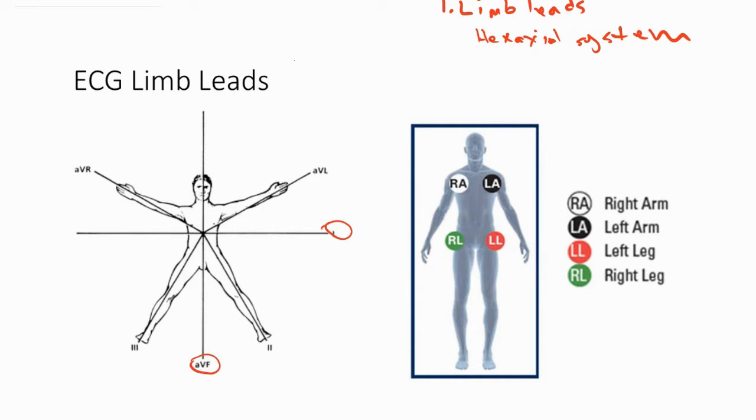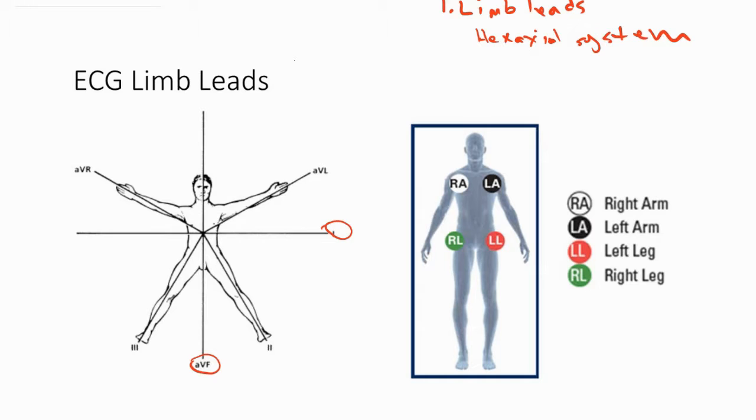Now, it's important to explain that, as I mentioned, we analyze the electrical conduction in a three-dimensional way. But this first set of leads, the hexaxial system, or the limb leads, analyzes the electrical movement, as you can see in the picture, both in the superior-inferior axis as well as the right-left axis. So you see here that 1 goes straight across and is a horizontal lead, and AVF is a superior-inferior lead.